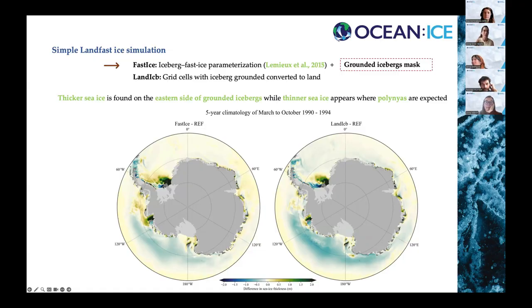As you can see, these are the sea ice thickness distributions. And both panels show a similar distribution of the sea ice thickness. As expected, the thicker sea ice can be found on the eastern side of grounded icebergs, represented here in green in both panels, and thinner sea ice of around 2 meters can be found where polynyas were expected. Here these polynyas have been represented in blue, and the grounded icebergs have been represented in dark gray.